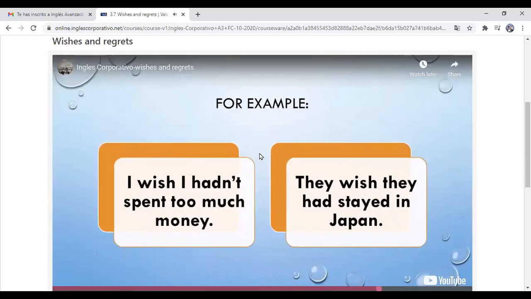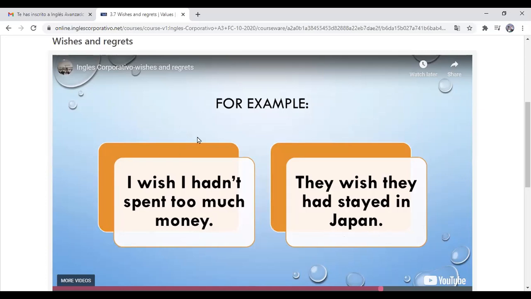I wish I hadn't spent too much money. Which tense is that? Past perfect. Perfect. Exactly. And they wish they had stayed in Japan. Past perfect as well. So I wish I hadn't spent too much money.